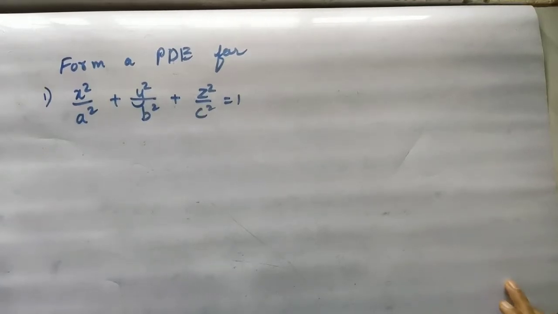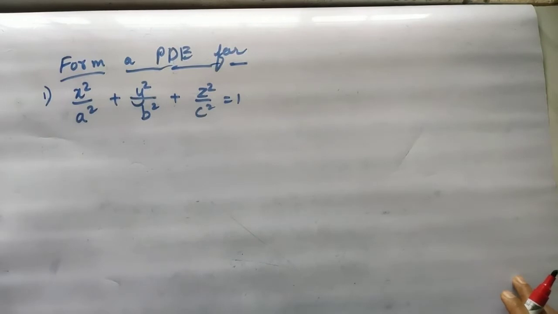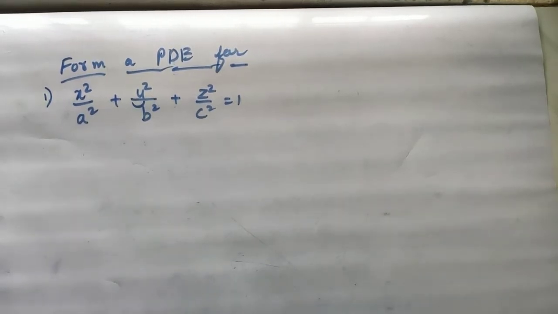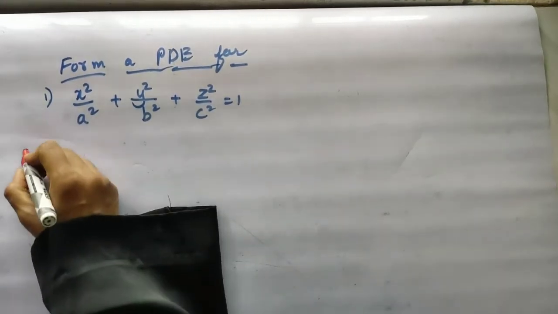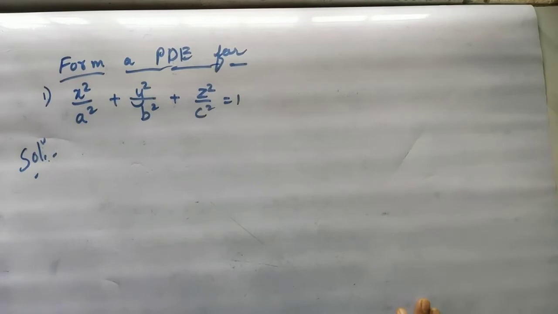Continue with one more problem. Form a PDE for x square by a square plus y square by b square plus z square by c square is equal to 1. Here also it's very simple. So what you are going to do? Just as usual, differentiate the given equation with respect to x and y partially.